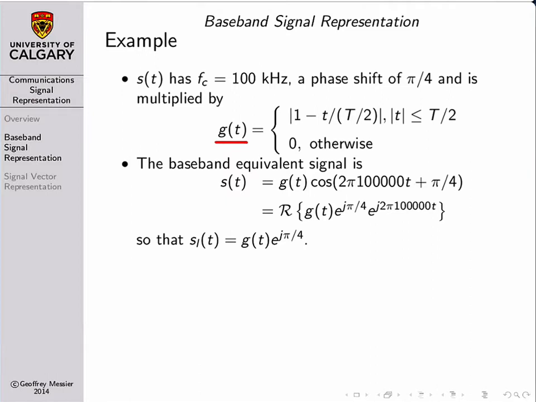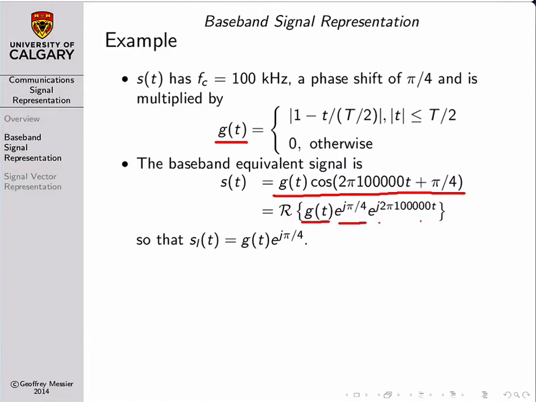But just for now, to keep things simple, let's assume that G of T is just a constant or a non-random deterministic pulse shape. And so our passband signal is G of T multiplied by a cosine with our carrier frequency and our phase term pi over 4. If we express that in the notation where we can see our complex envelope, we have our pulse shape G with our phase term pi over 4.